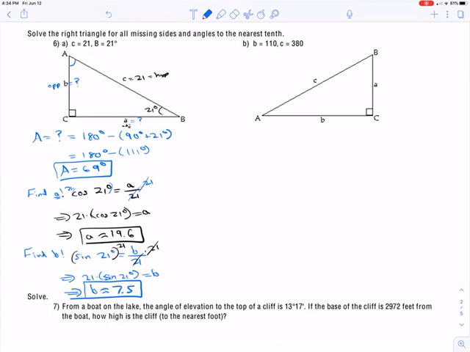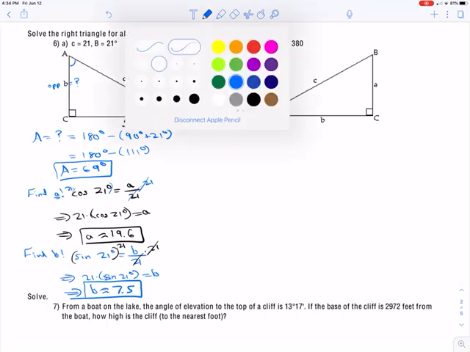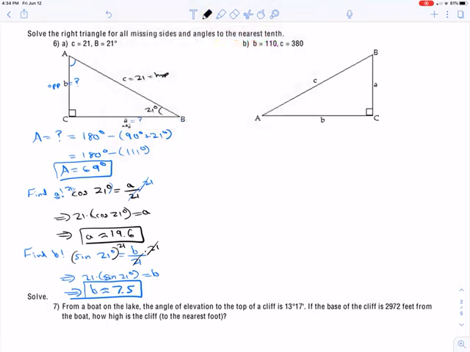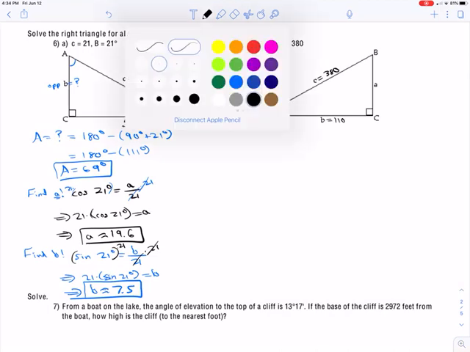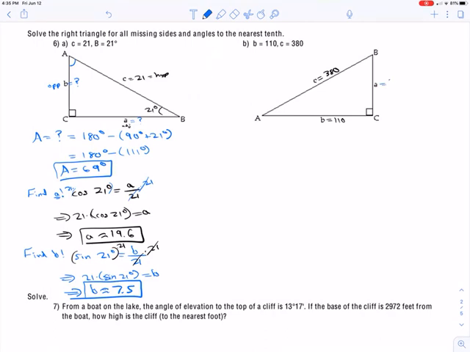Let's look at example B here, 6B. What do they give us? Let's write in the given information. We're given side B. So B is 110 units in length. We're also given the hypotenuse. It's 380 units in length. And, of course, we're given angle C, which is the 90-degree angle. So we've got to find out what angle A equals and angle B. So we need angle A, angle B, and side A. That's what we're looking for.